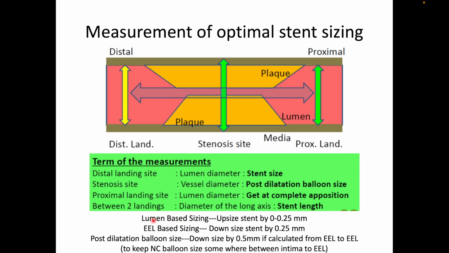Now again, this is very important here, that if you are using at the distal reference segment lumen to lumen, that is intima to intima, to calculate the stent size, then you can upsize the stent by 0.25 millimeter or go 1-to-1 with the lumen size. Or if you are using external elastic lamina based sizing, that is from here at the distal reference segment, you are calculating the size from external elastic lamina to external elastic lamina, then you should downsize the stent by 0.25 millimeter in order to remain in a safe range.